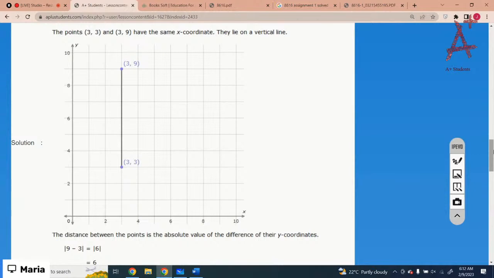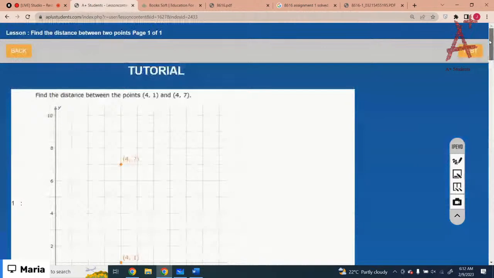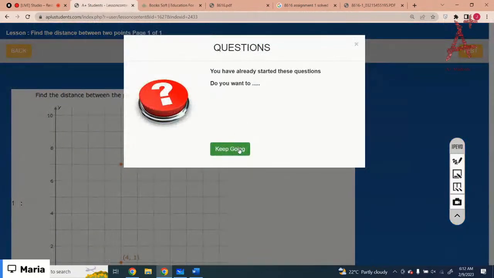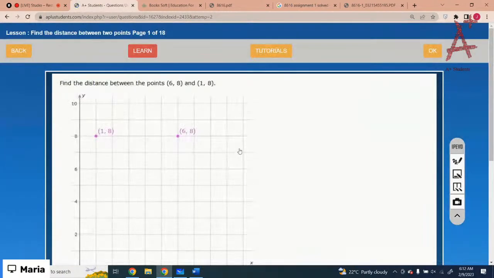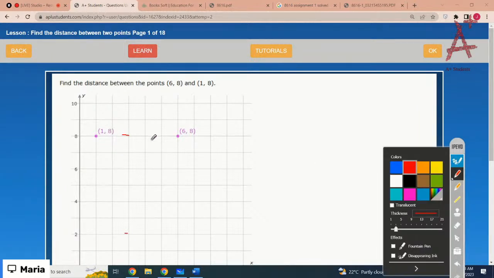Okay, let's start with the test questions. Find the distance between the points (6, 8) and (1, 8). The points have the same y component. That means they lie on a horizontal line because they have the same y components. So you just have to take the absolute value of the difference of their x components. So just do 1 and 6.